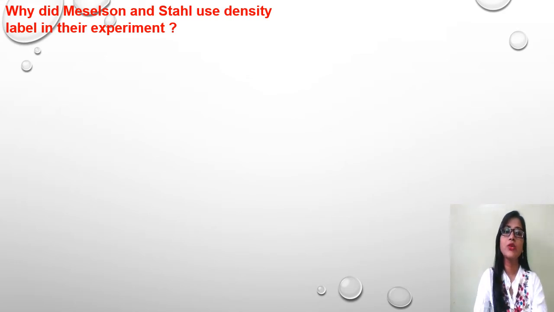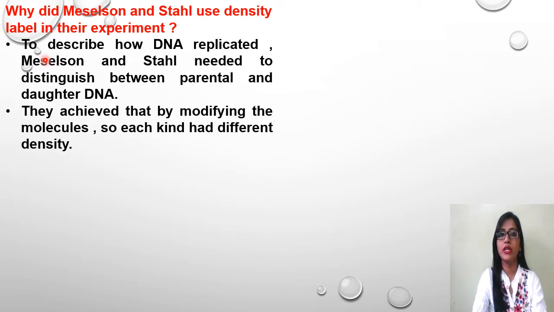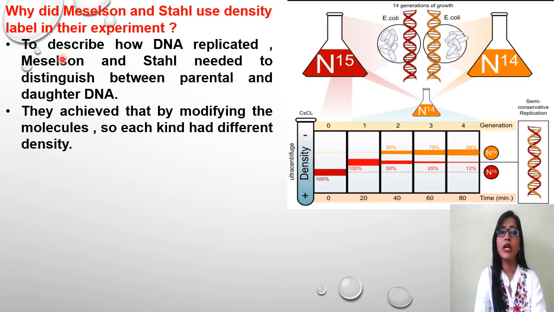In this slide, we will try to understand why Meselson and Stahl used the density gradient method, or why they used the density label in their experiment, why they labeled N14 and N15. To describe how DNA replicated, Meselson and Stahl needed to distinguish between the parental and daughter DNA molecules. To separate the parental DNA molecule from the daughter DNA molecule, it was very much needed by Meselson and Stahl to distinguish between these two strands.